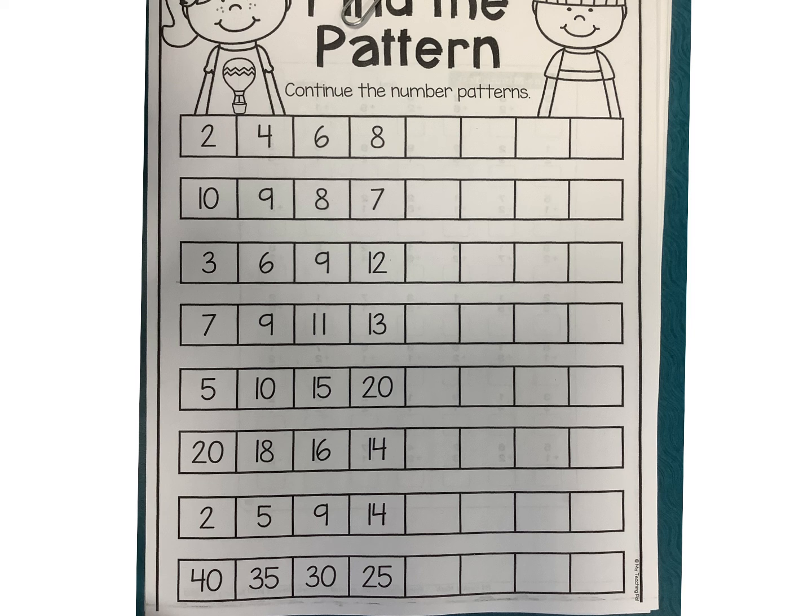It goes 2, 4, 6, 8. So I know that there's 2 digits. We're just adding 2. So if I keep the pattern going, what's after 8? 10, 12, 14, 16. Good.